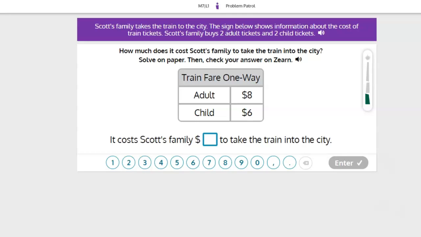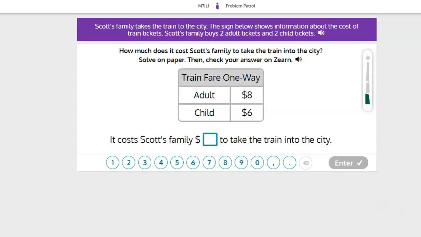Let's get started with our word problem for today. Scott's family takes the train to the city. The sign below shows information about the cost of train tickets. Scott's family buys 2 adult tickets and 2 child tickets. How much does it cost Scott's family to take the train into the city? Solve on paper, then check your answers on Zearn.